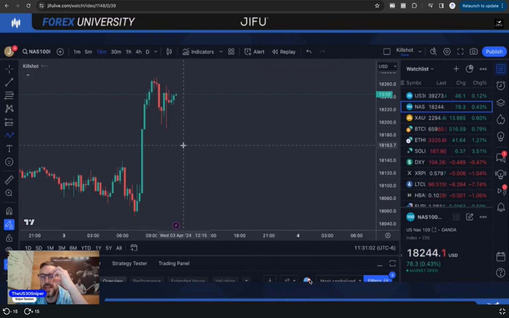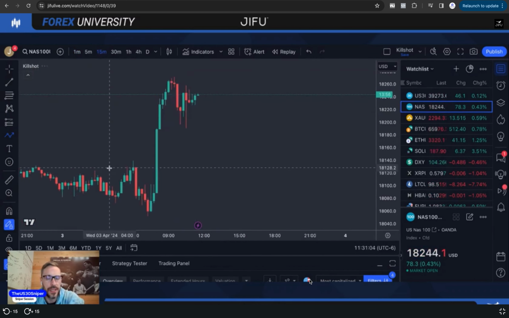Nas doing the same. Ooh. Nas is in a different position on the 15 though. Nas is above this 15. Okay. Yep. There's an alert.